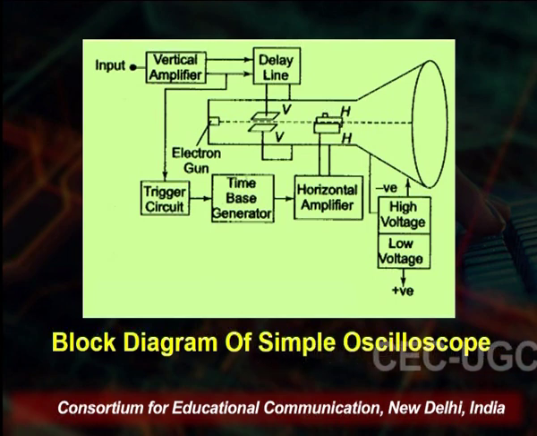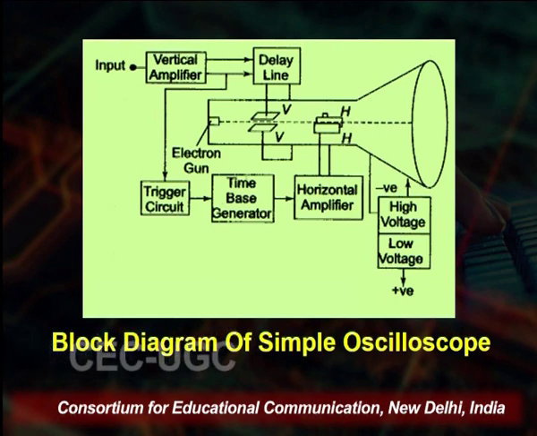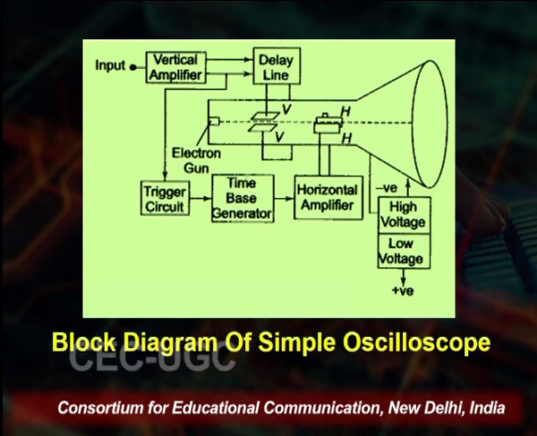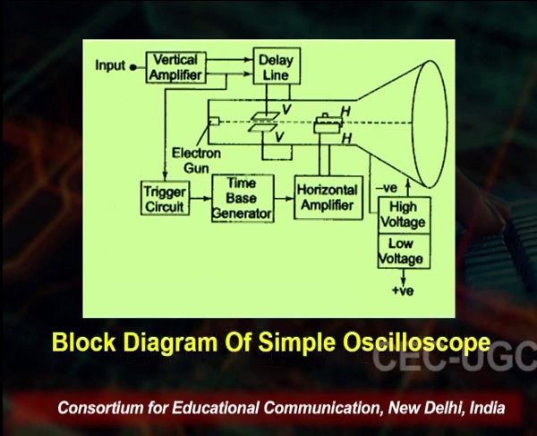Now, this is the simple block diagram of the oscilloscope. There is an input. First we have a vertical amplifier. After that there is a delay line. That delay line is connected with the voltage. On the left hand side there is the electron gun which produces the electrons. There is a voltage applied horizontally and vertically. Inside the tube you will see V, V and H, H. Here we are applying the voltage vertically and horizontally. The electrons will pass towards the fluorescent screen.